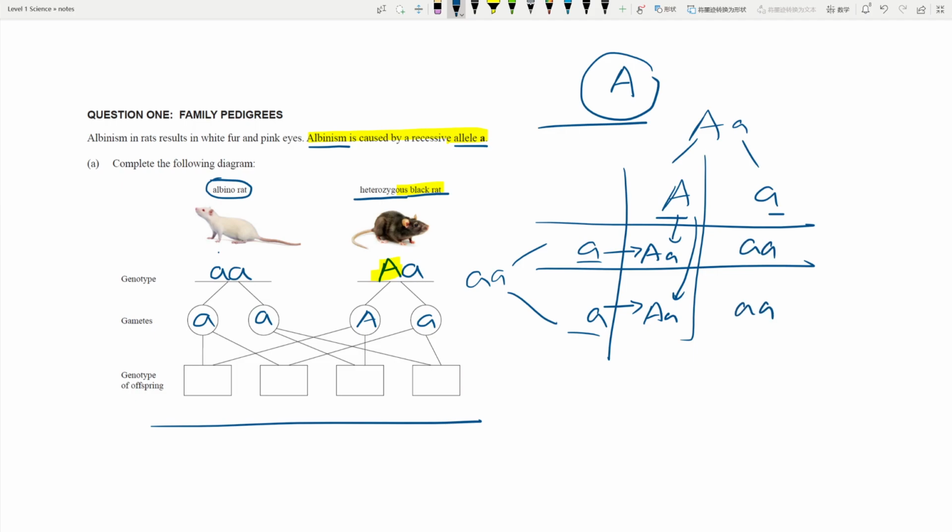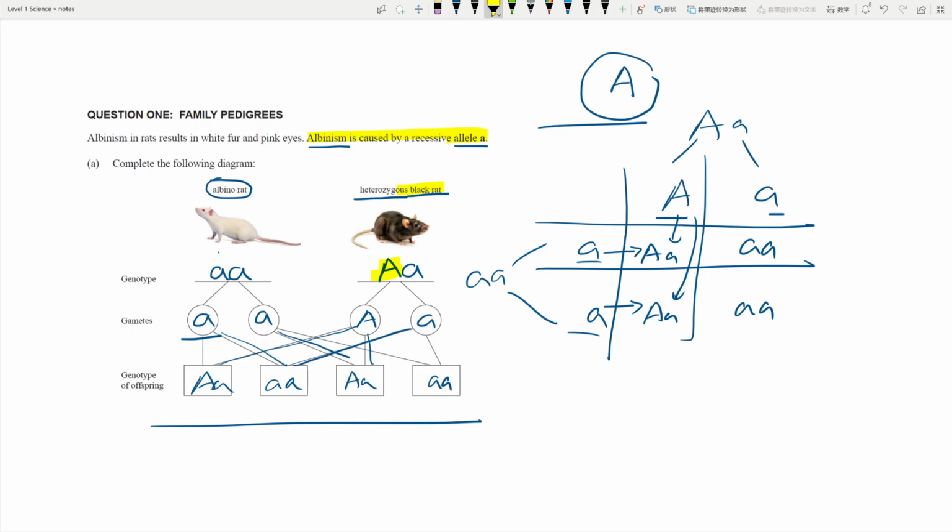If we come back to this question, if I combine this a with this a, this is capital A, lowercase a. If you combine this a with this a, this is lowercase a, lowercase a. If you combine this one with this one, this is capital A, lowercase a, and this is lowercase a, lowercase a. So you get exactly the same outcome.